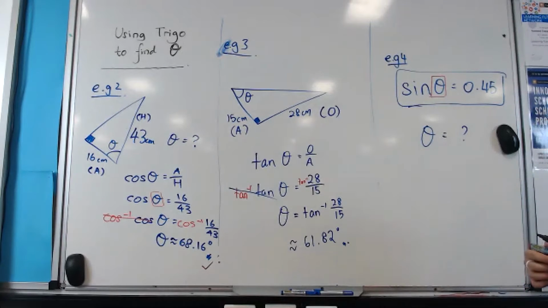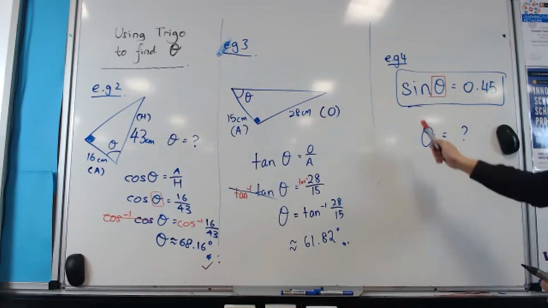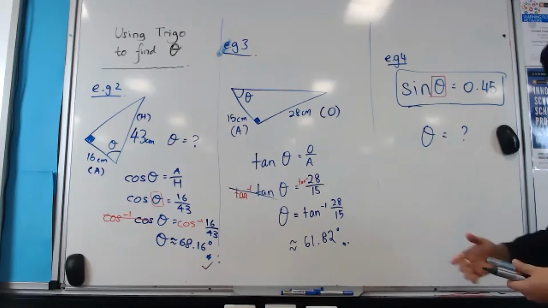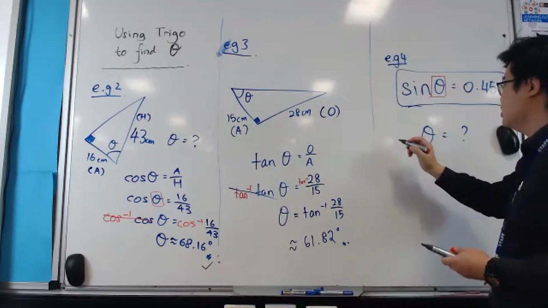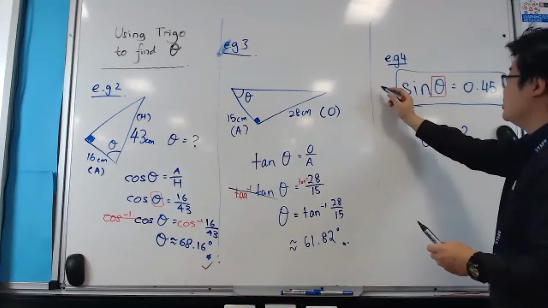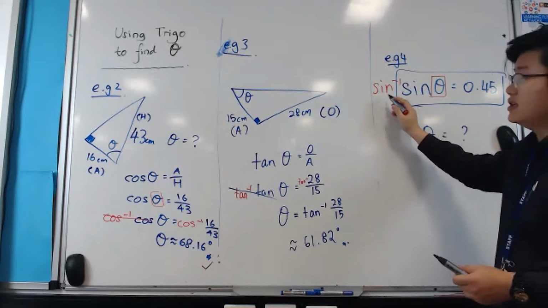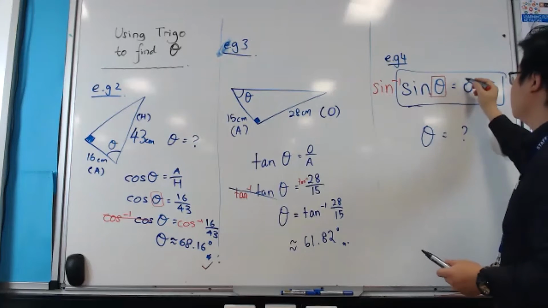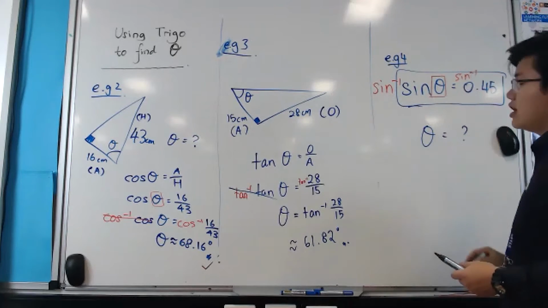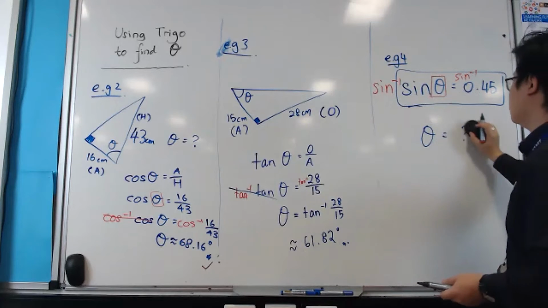What should I get rid of? Sine. Exactly. So it's basically the same thing that we have done there. So all you need to do is put arc sine in front of sine, isn't it? So put arc sine in front of sine on the left. You've got to do the same on the right. So your theta equals to what?